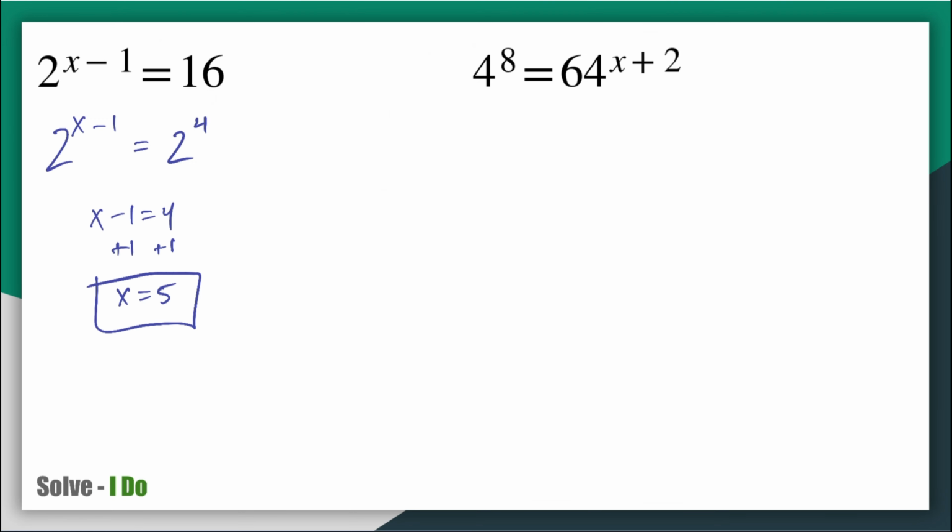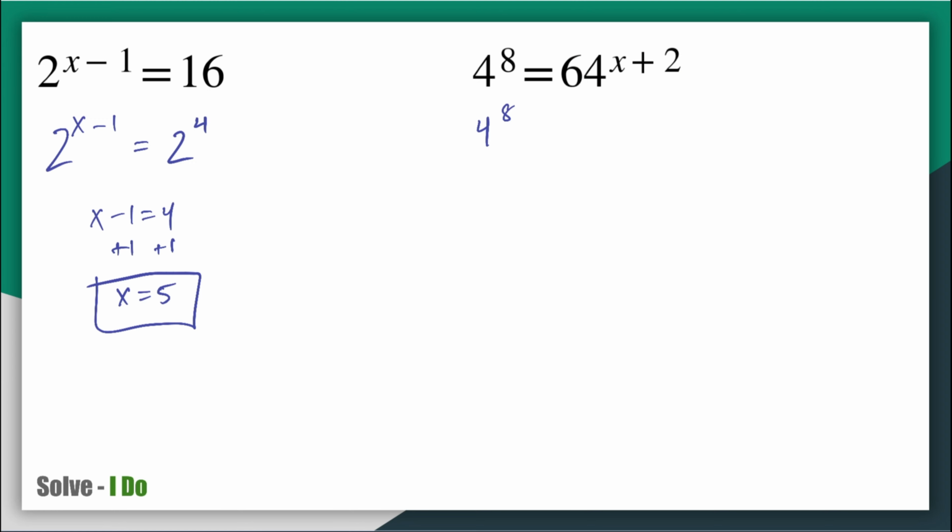Everything works, okay? Now, it isn't always that easy, right? Over here, we have 4 to the power of 8, and we have 64 to the power of x plus 2, okay? And we don't have the same base yet, but we could take 64 and write it as a base 4. That would be 4 to the power of 3. But there's already an exponent there. So our new exponent is going to have to multiply with that. And this is what I mean.